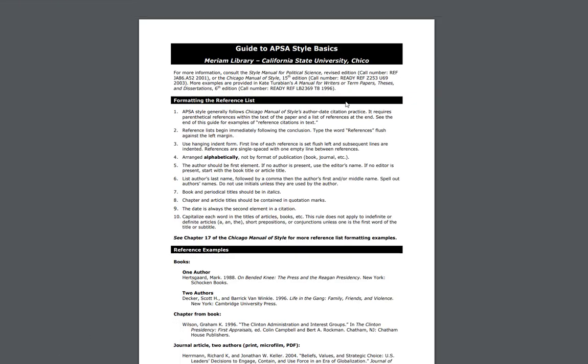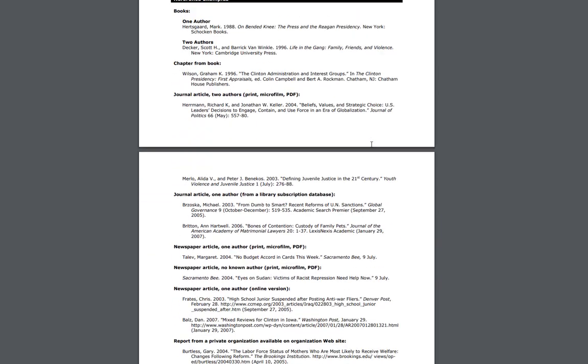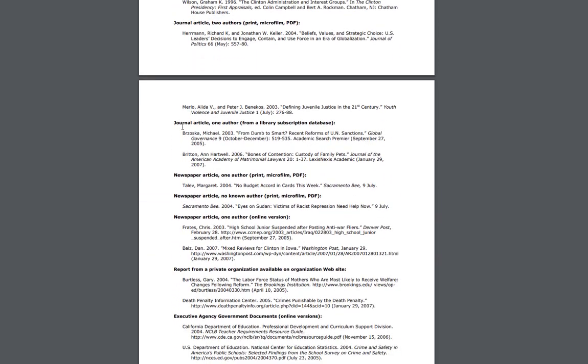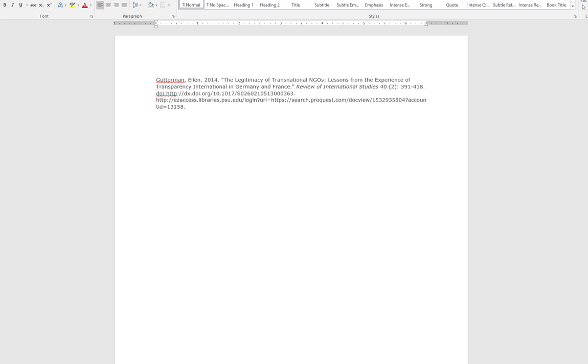cheat sheet for APSA. So this is available in your course guide. It's the APSA cheat sheet. All right, so we have the APSA journal citation style for one author from a subscription database. So it should have last name, first name, date, title of the article in quotation marks, title of the journal in italics, volume number, issue number or date range as it were, colon, page number. So let's double check that. That looks correct.